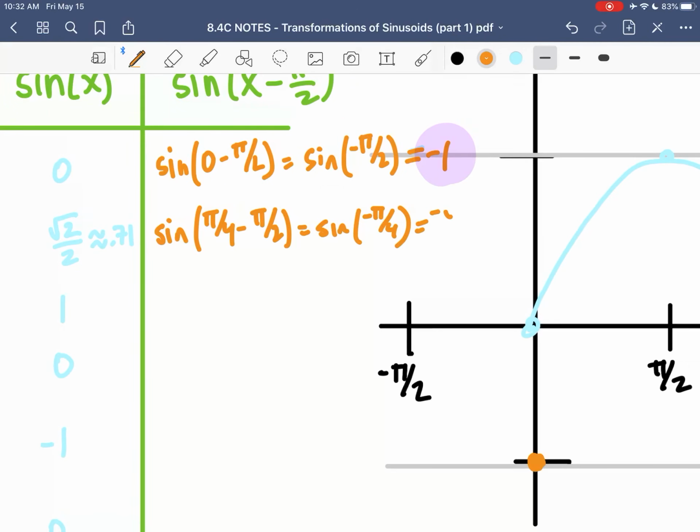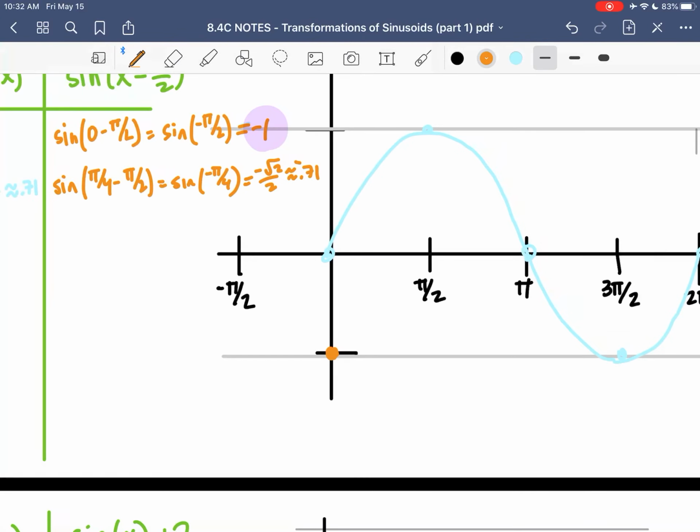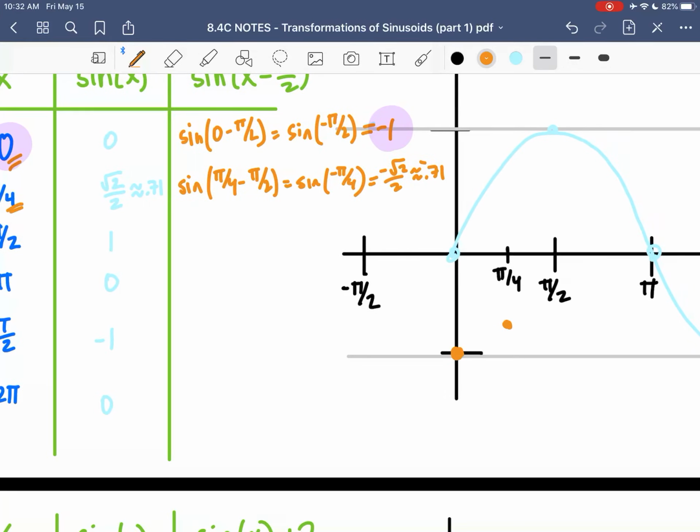So this is negative square root 2 over 2, which is about negative 0.71. I keep doing that. Okay, so at pi fourths, I need to draw in my pi fourths. I didn't include that on my graph. That's halfway in between 0 and pi halves. Negative 0.71 is like here-ish.